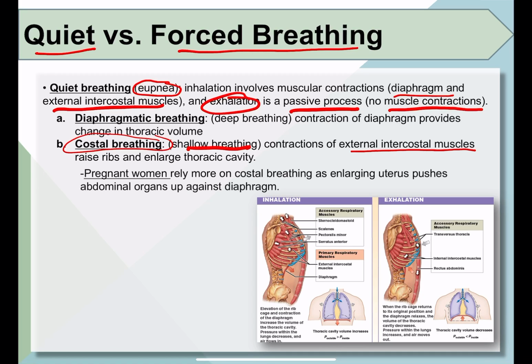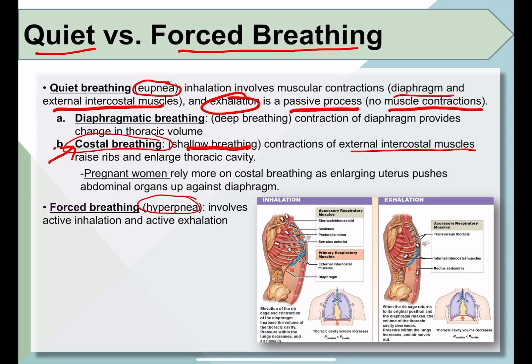And a lot of times with pregnant women, especially in their third trimester, they will rely more on costal breathing than diaphragmatic breathing because the enlarging uterus will be pushing the abdominal organs upwards against the diaphragm, which then doesn't give a lot of room for the diaphragm to flatten out downwards whenever you're trying to breathe in. So that's why pregnant women in their third trimester will do more quicker breathing, or they may actually have times where they feel like they're in shortness of breath and rely more on costal breathing because of that. And that's why women in their third trimester have to sleep on their sides versus flat on their back as well. Okay. And forced breathing then is called hyperpnea.